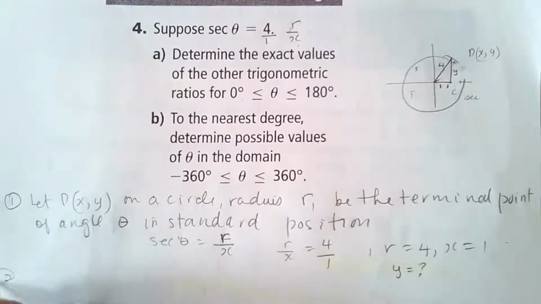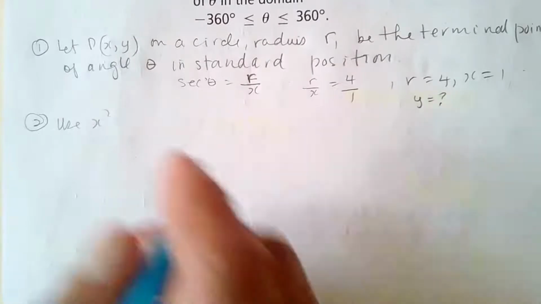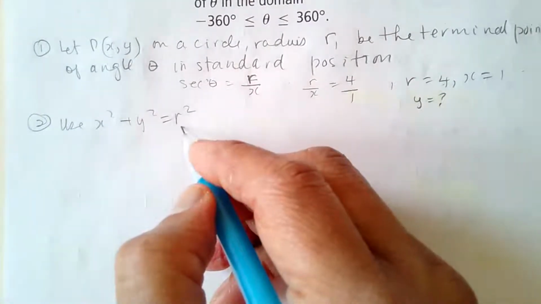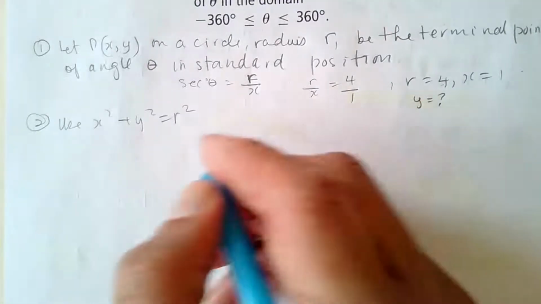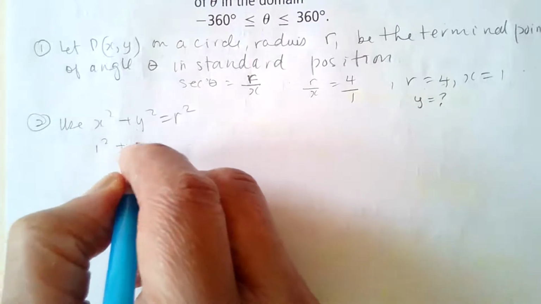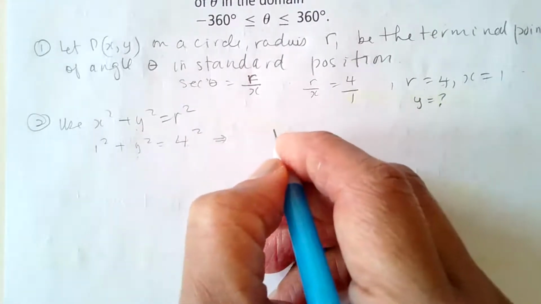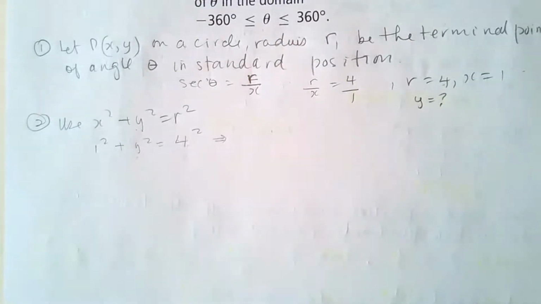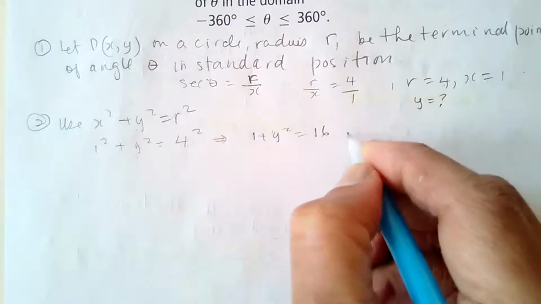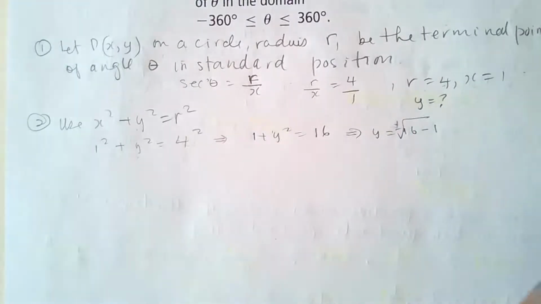Next step, we're going to use x squared plus y squared equals r squared. I'm going to substitute the value for r and the value for x, and now we're going to find y. So we have 1 squared plus y squared, and r is 4, so this gives me 1 plus y squared is equal to 16. So y is equal to plus or minus the square root of 16 minus 1, which is 15.